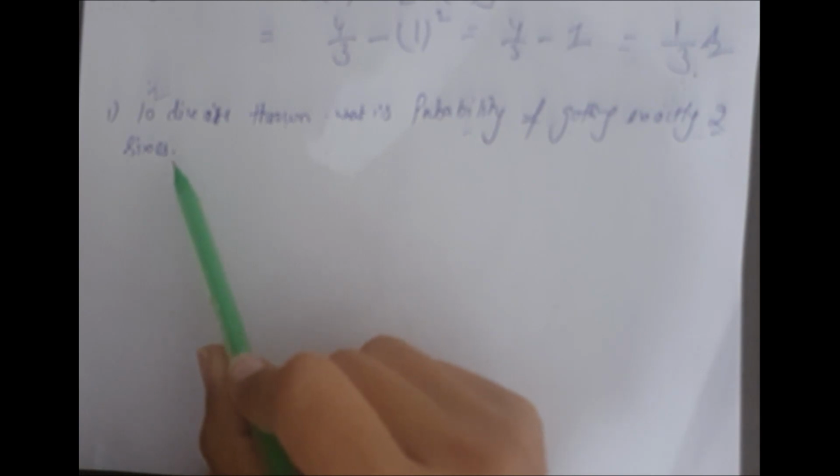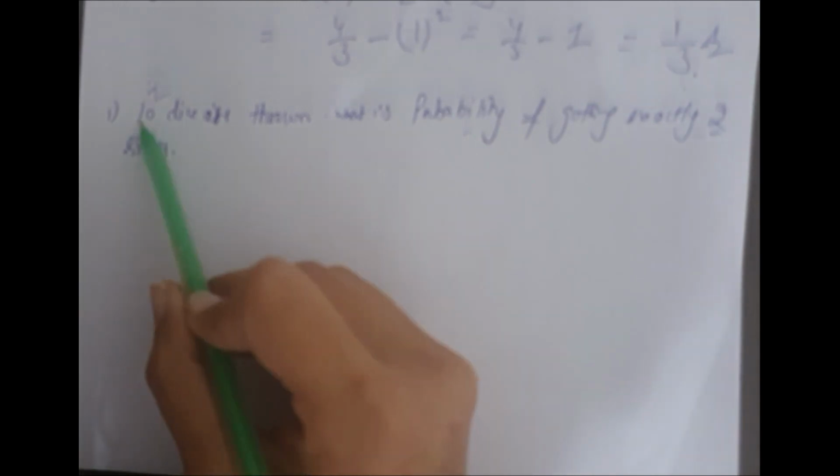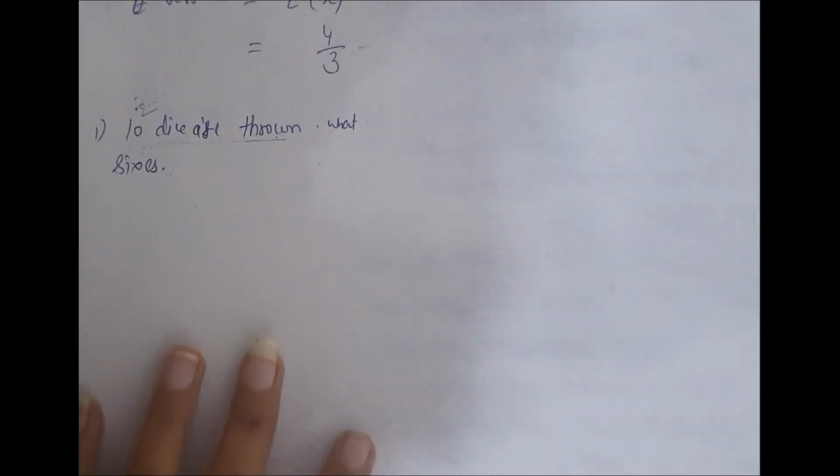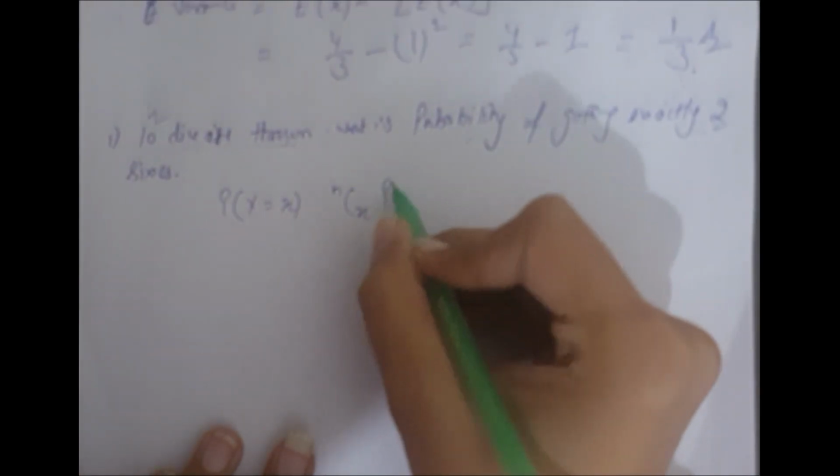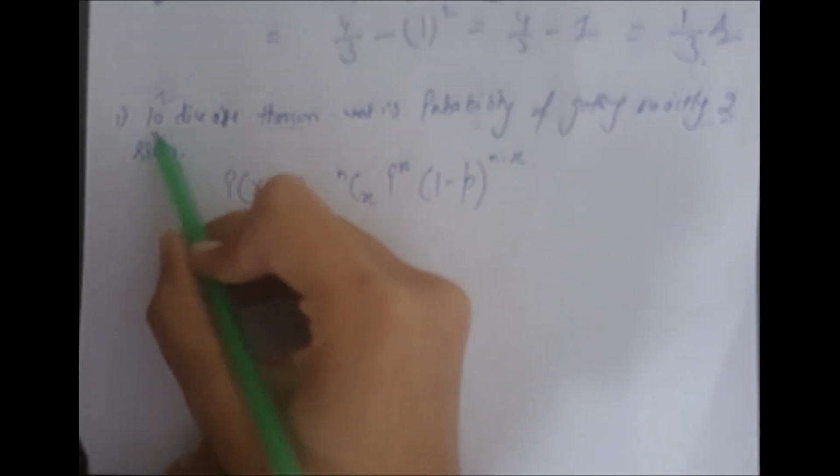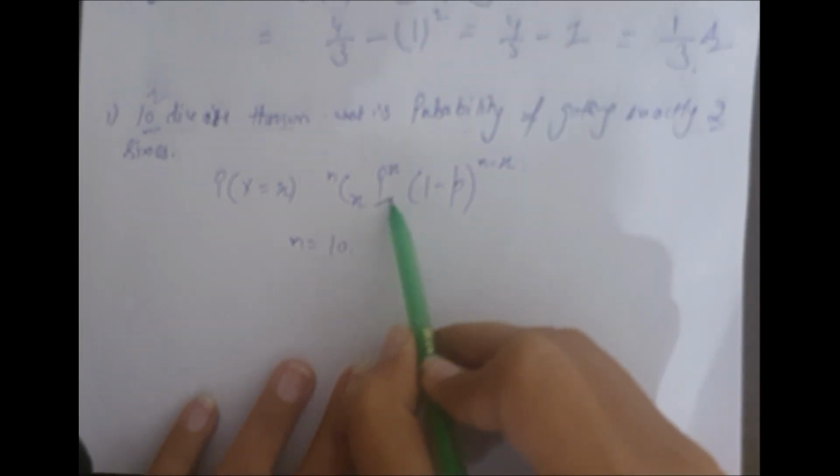This type of question I have taught you in the probability chapters. Here the number of trials is large, so we can't list the sample space. In this type of question we will use the binomial distribution. Now the formula is: n is the number of trials, that is 10, and p is the probability of success.